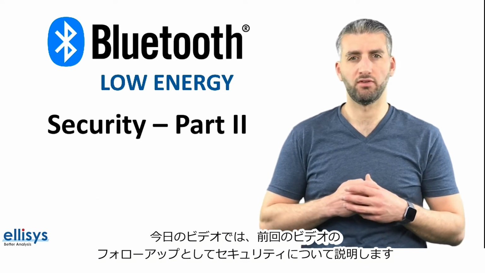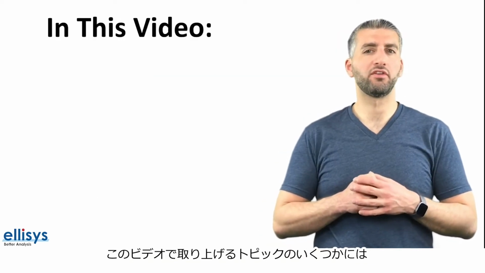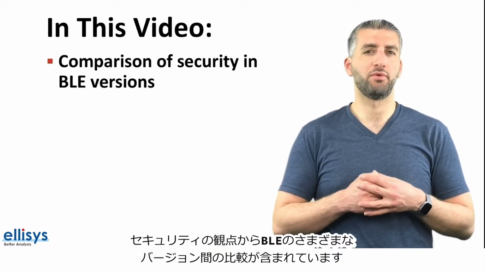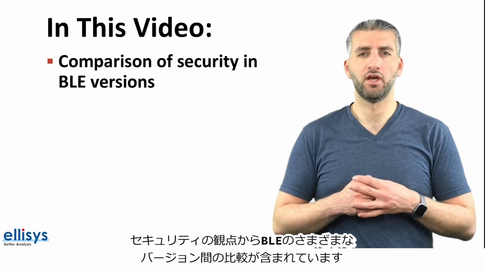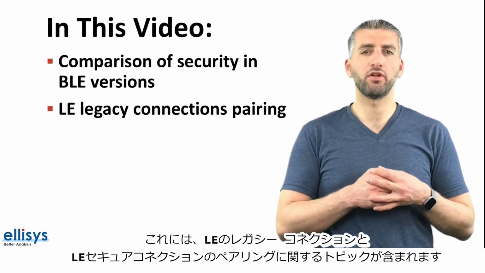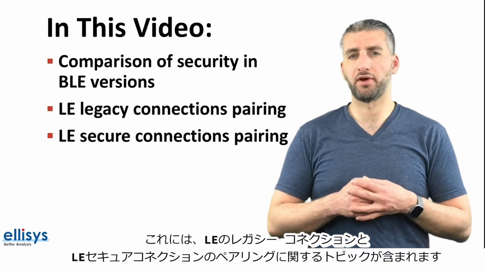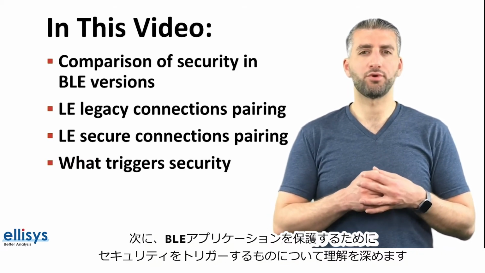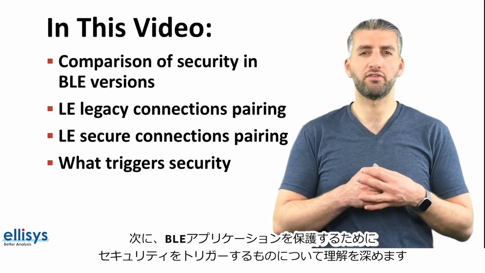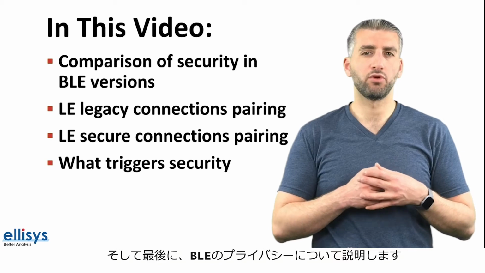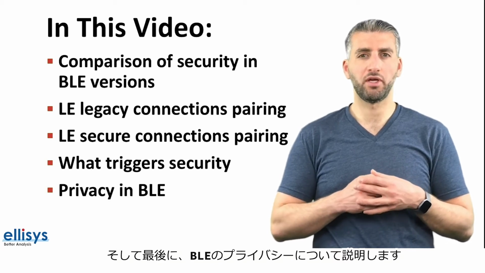In today's video we'll be covering security as a follow-up to the previous video on the topic. Some of the topics we'll address include a comparison between the different versions of BLE in terms of security, which covers LE legacy connections pairing as well as LE secure connections pairing. Then we'll go over better understanding what triggers security in terms of how to secure your BLE application. And finally, we'll cover the topic of privacy in BLE.